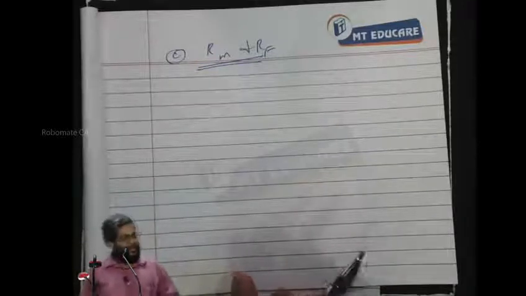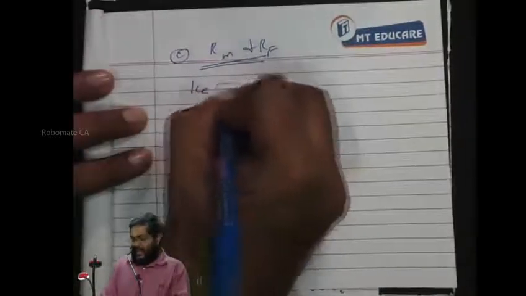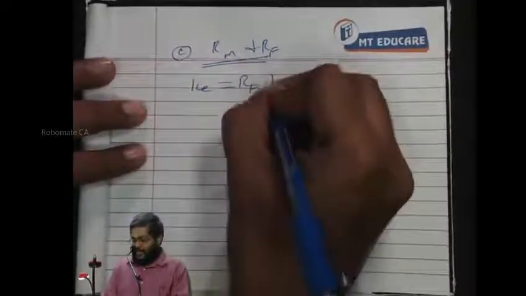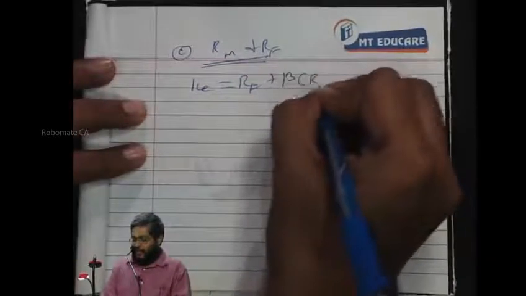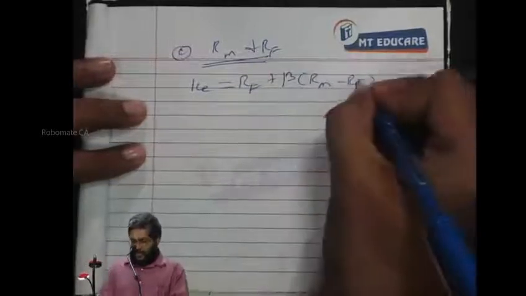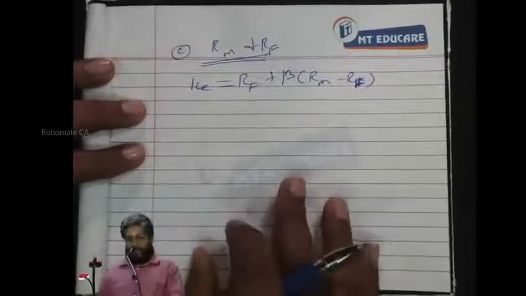Can we proceed doing the sum or not? No, let's do it together. First, security P. Before that, write the equation. What is the equation? K is equal to RF plus beta into (RM minus RF). Okay. K is equal to RF plus beta into (RM minus RF). Let's start putting numbers.